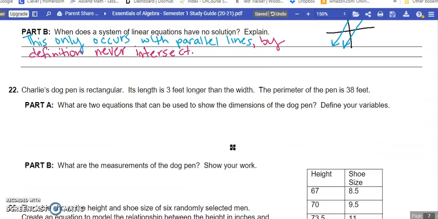All right, 22. Charlie's dog pen is rectangular. Its length is 3 feet longer than the width. The perimeter of the pen is 38. What are two equations that can be used to show the dimensions of the dog pen? Define your variables.